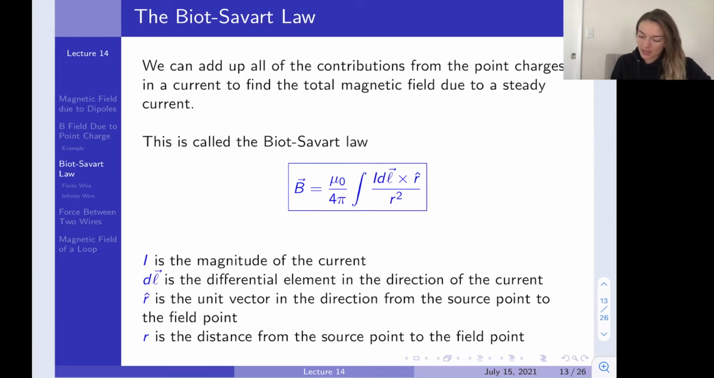And again, a couple of things to keep in mind. I is the current in our wire, and I is not a vector, so this is just a constant here. dl is our vector, so dl will always be in the direction of the current. Then r hat is just a unit vector, so it always has magnitude 1, and it's the direction from our little current element to the point where we're measuring the magnetic field. And r is just the distance from our wire to wherever we're measuring the magnetic field.